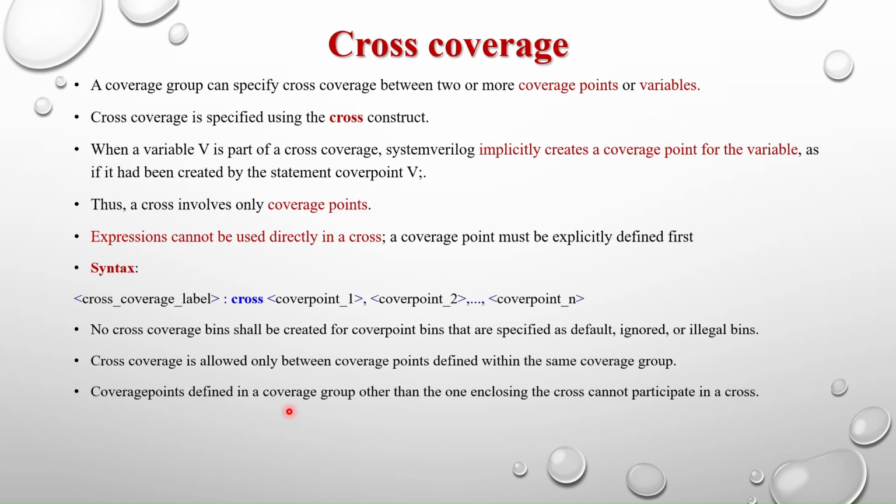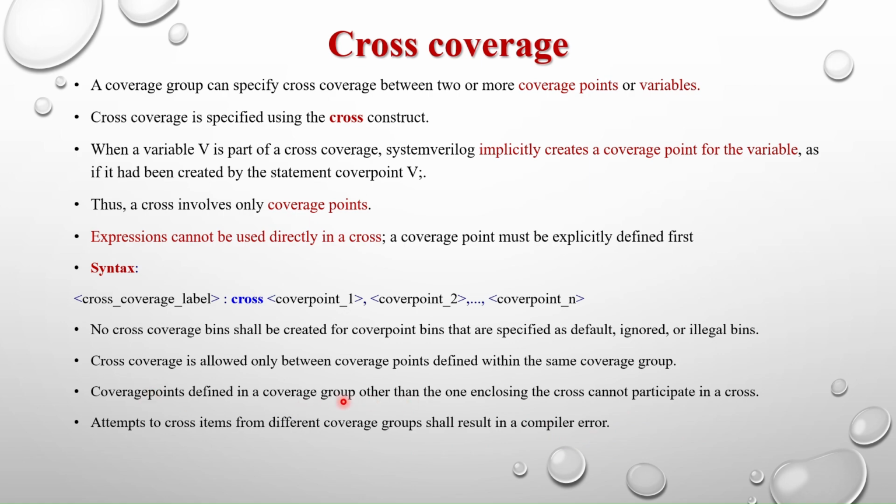And coverage points defined in a coverage group other than the one enclosing the cross cannot participate in a cross. That means, as I said, when we are performing the cross coverage, we need to take the coverage points defined in the same cover group. We cannot take the other cover group variables or coverage points to perform the cross in this cover group. And attempts to cross items from different coverage groups shall result in a compiler error. So if we do so, we will get the compilation error.